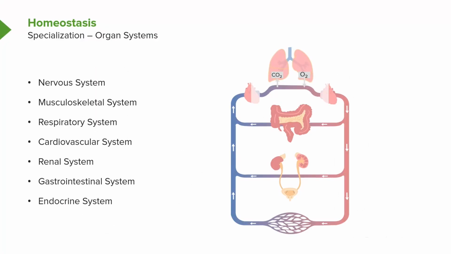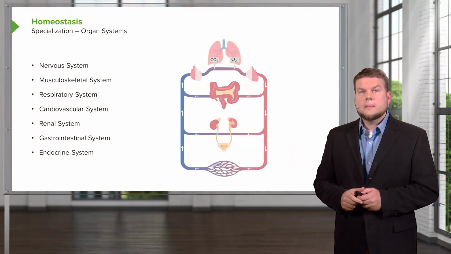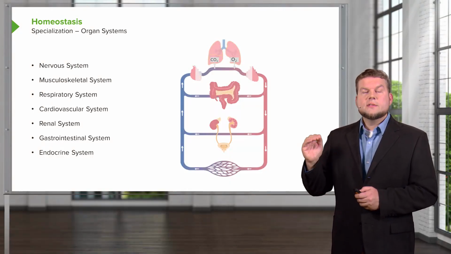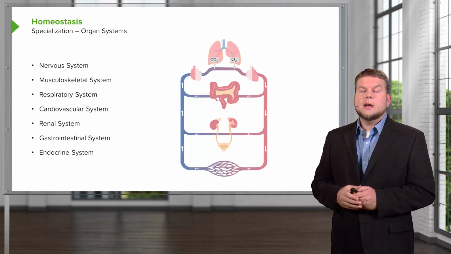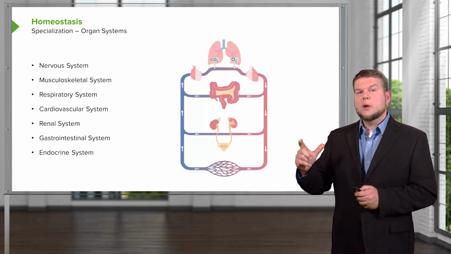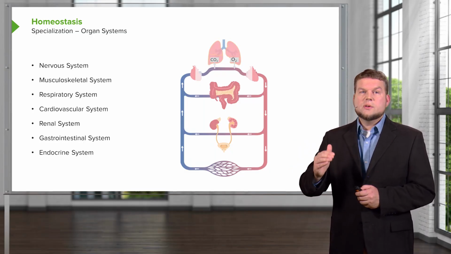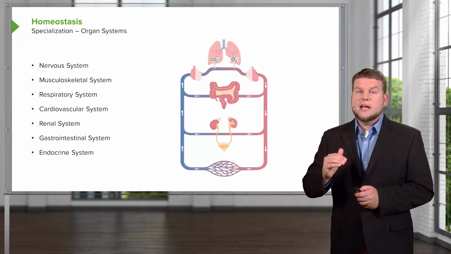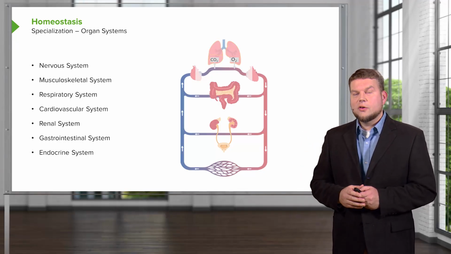So let's bring it back together as all the organ systems and then discuss how this process works in an integrated fashion. So remember, you have something like the nervous system at the top and the endocrine system at the bottom, helping out with the regulation of the entire organism. The musculoskeletal, respiratory, cardiovascular, renal, and GI systems are helping that regulation occur.